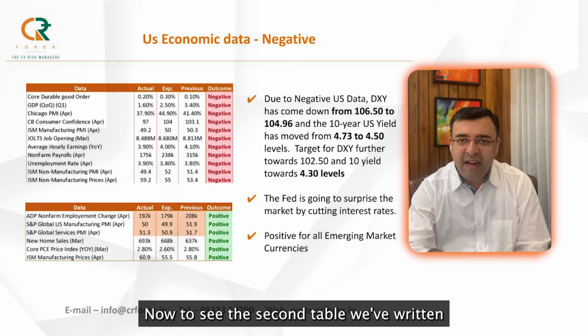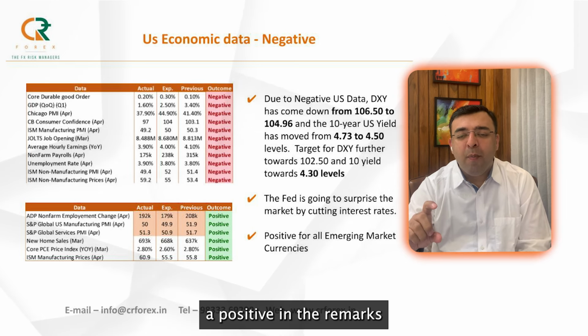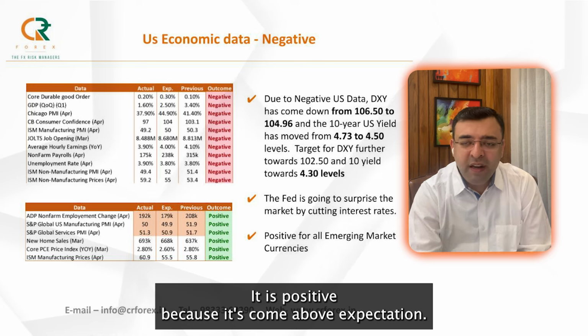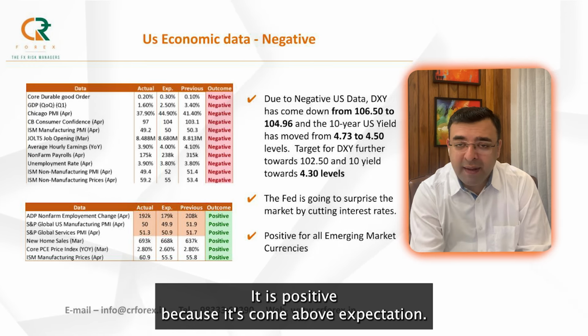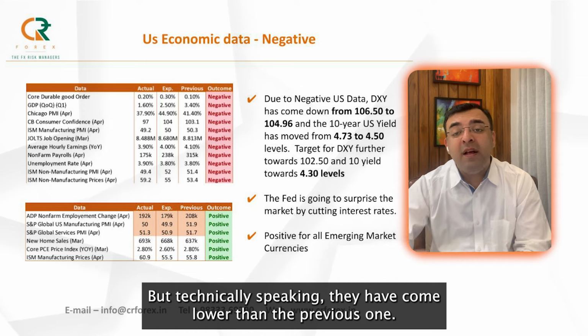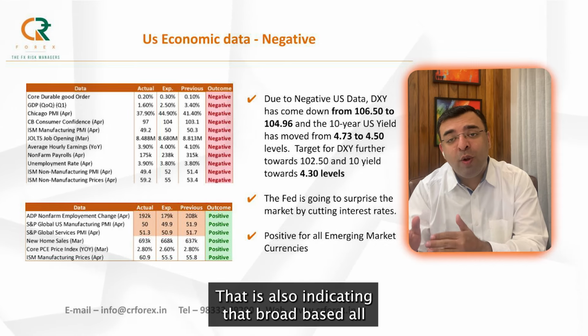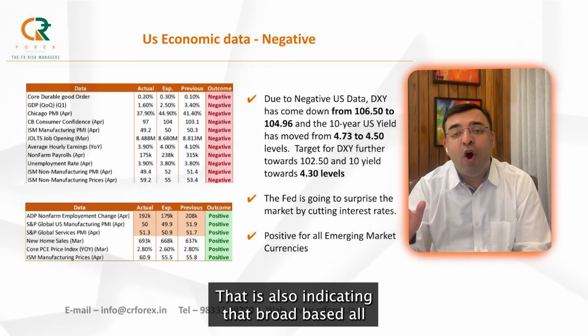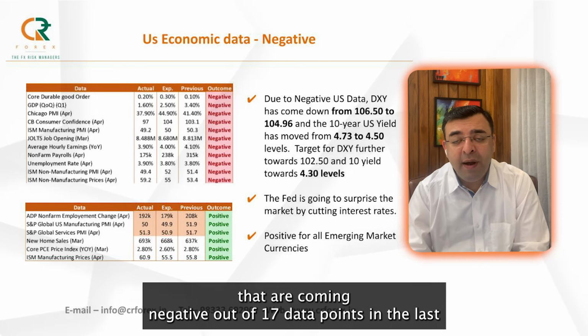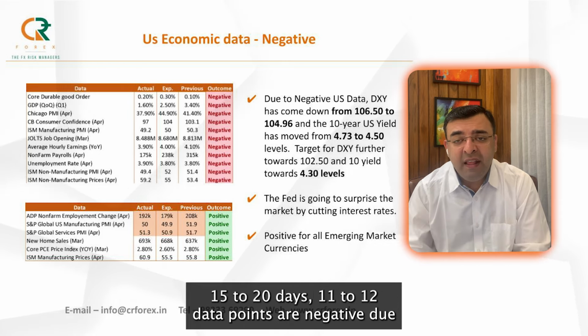Now if you see the second table, we have written positive in the remarks, but why it is positive? Because it has come above expectation, but technically speaking they have come lower than the previous one. That is also indicating that broad based all data are coming negative. Out of 17 data points in last 15 to 20 days, 11 to 12 data points are negative.